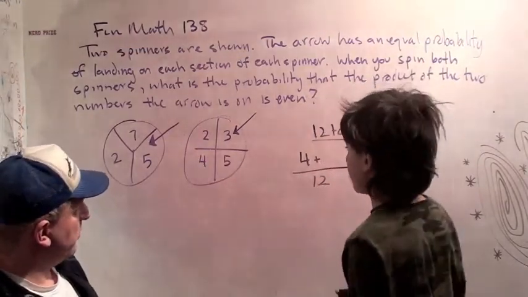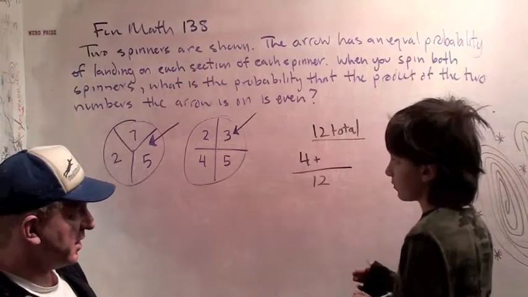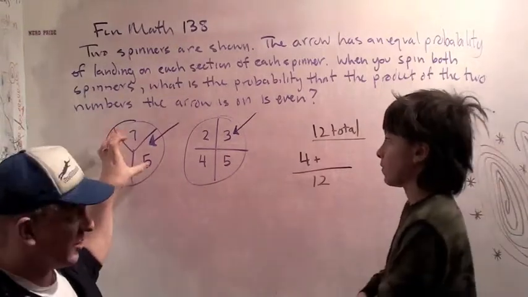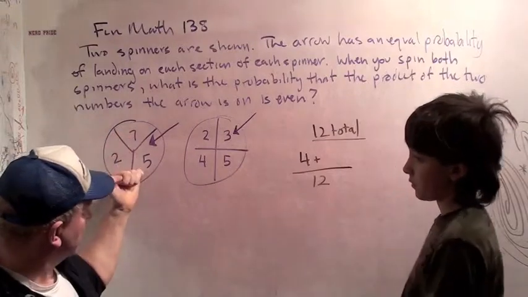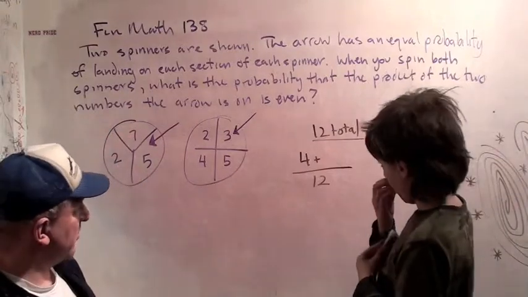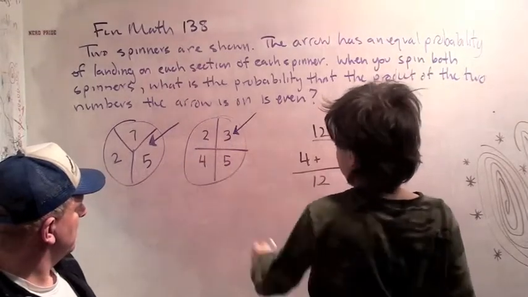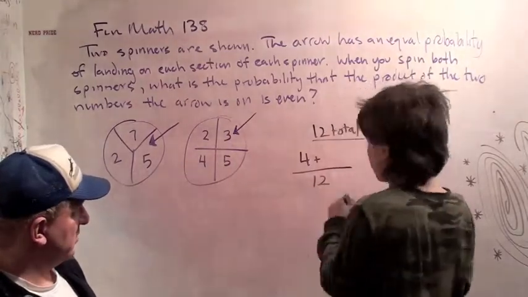Okay, so which one of those cases do you want to look at first? Let's look at the 5. Okay, so we get a 5. Don't try to jumble the cases together. So you get a 5. So what do you do now? Well, you have to have a 2 or a 4. Okay. So that's 2 more. All right.